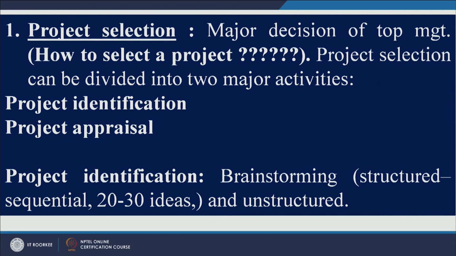So first of all, we should identify projects. And how to identify projects? Again, there are multiple ways. Project identification should generally be done through brainstorming sessions. In fact, in a brainstorming session, you will have several ideas coming up from the team members, and this brainstorming session can be structured or unstructured.